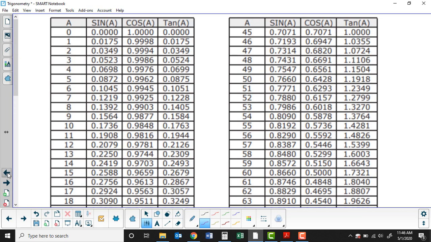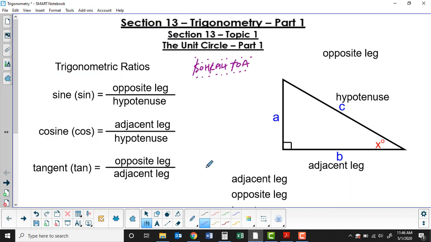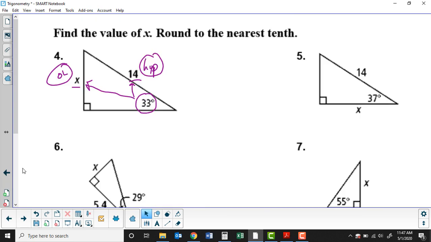Again, we just get this from memorizing these ratios over here. So it's opposite over hypotenuse, so it's a sine problem. So we're going to write sine, and then we always write down the angle measure, sine 33 degrees, and then we write the ratio. The opposite leg goes on top, so that's going to be an x up here, and then the hypotenuse is 14, that's going to be here.